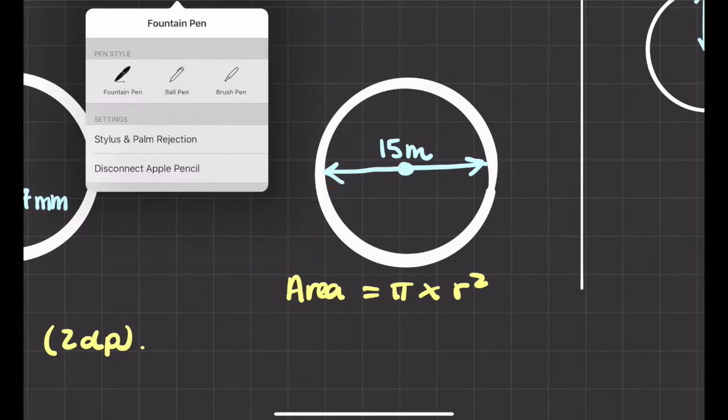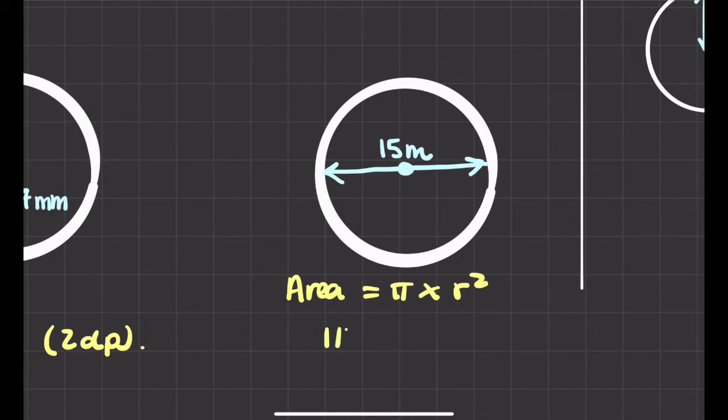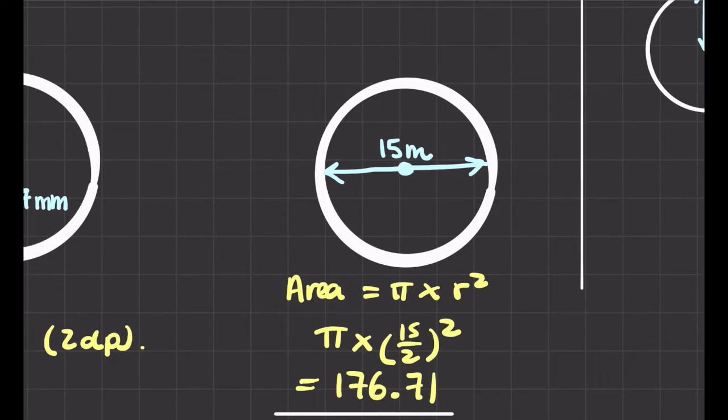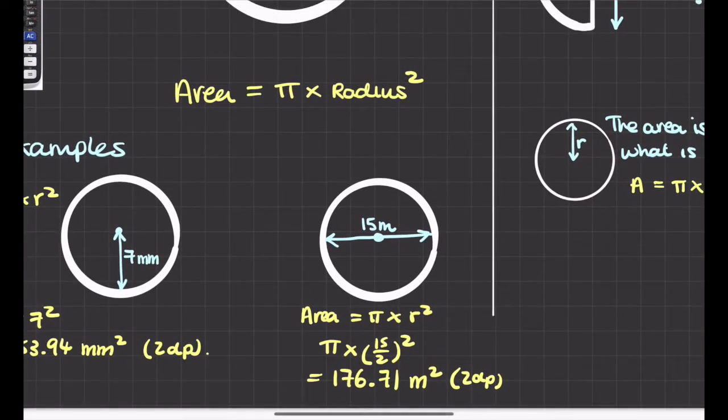So I'm going to do on my calculator pi multiplied by half of 15 squared. Okay, so if I do that on my calculator, I'm going to get an answer of 176.71 meters squared. Okay, and again, that's 2 decimal places. Right, let's have a look at some slightly harder examples.